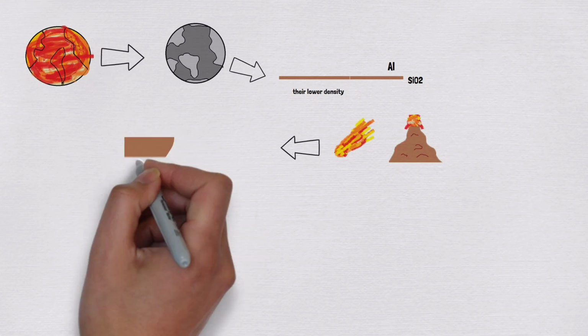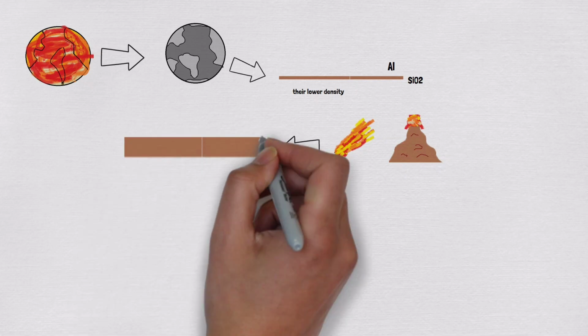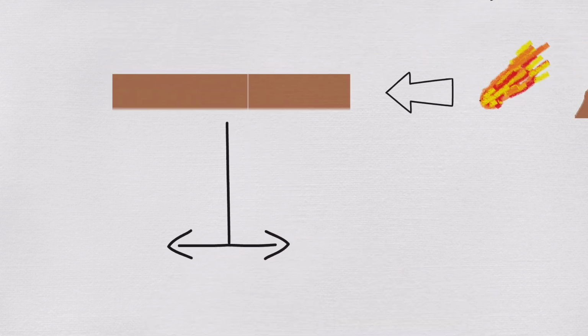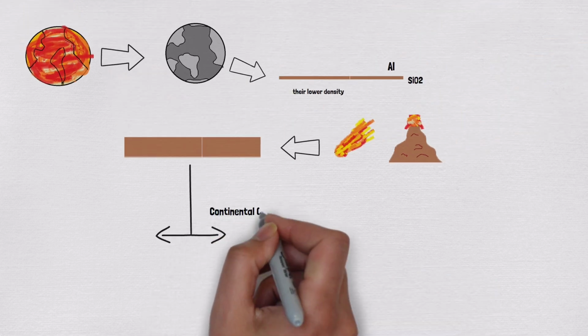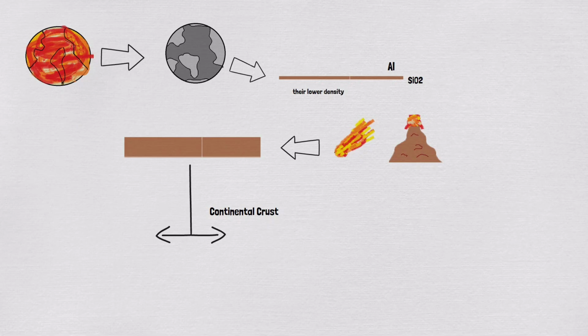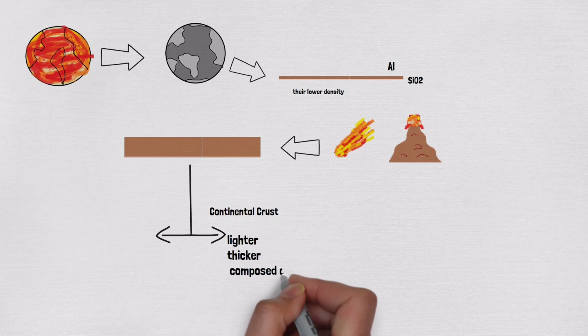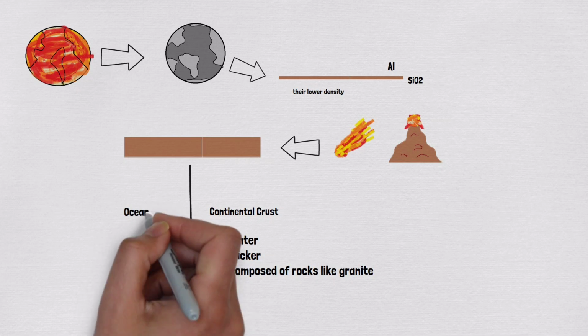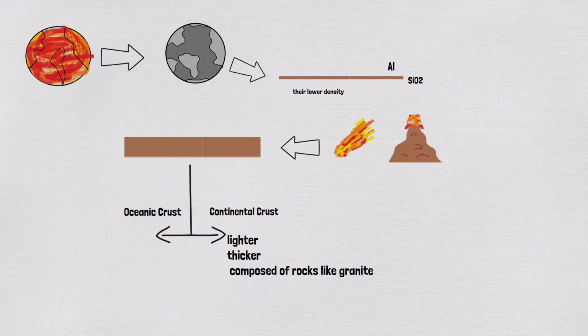Differences between oceanic and continental crust. The Earth's crust is generally divided into two types. Continental crust. This crust is lighter, thicker, and composed of rocks like granite. It is mainly found in land areas and is highly stable. The materials it is made of include silica, aluminum, and other light elements.